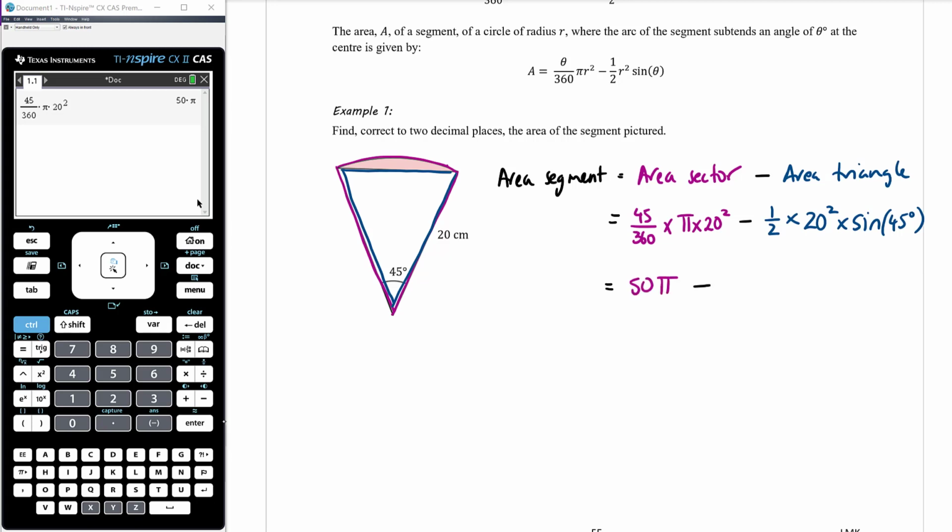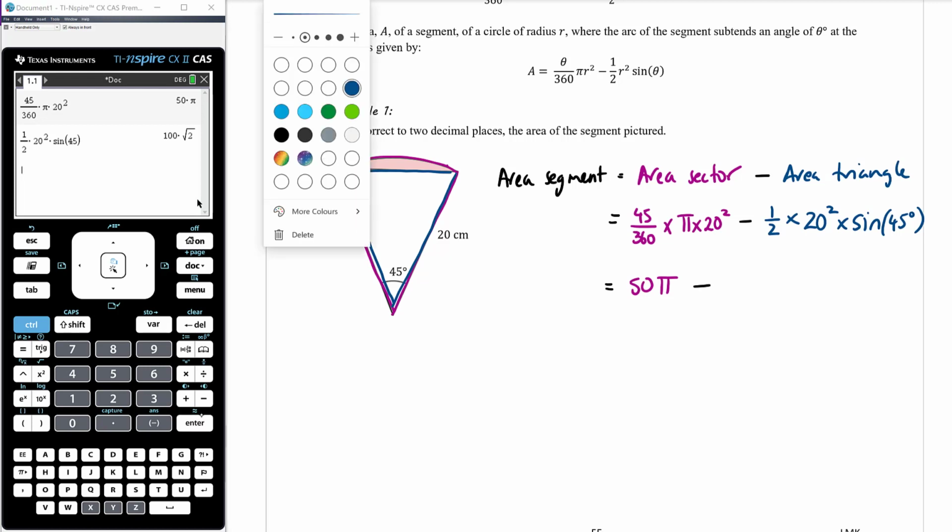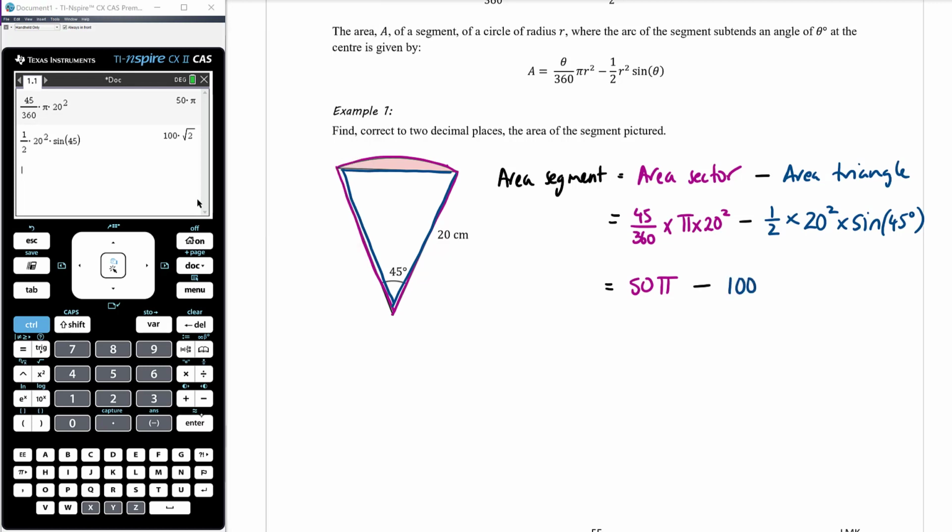Minus, we've got half times 20 squared times sine, making sure that you're in degree mode, sine of 45. As an exact value, that's 100 times root 2, but you can skip that step and go straight to everything being in decimals. I want that minus that, control enter.